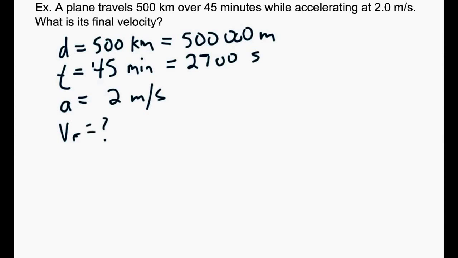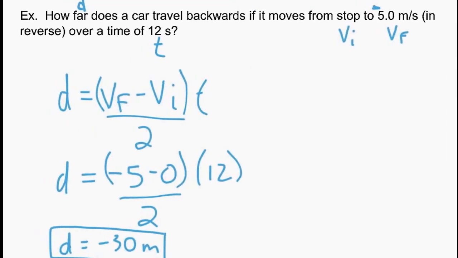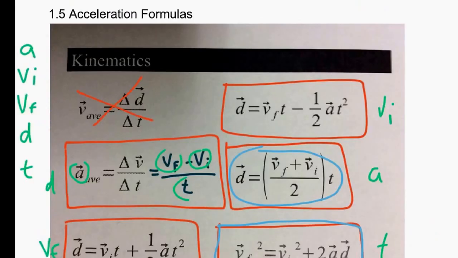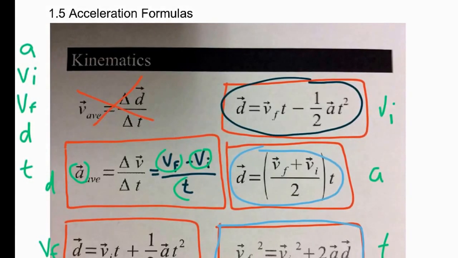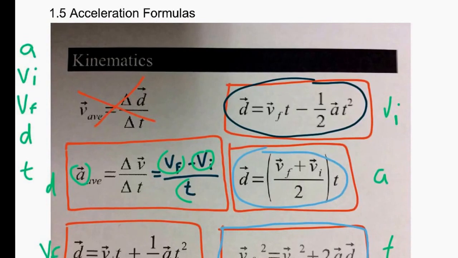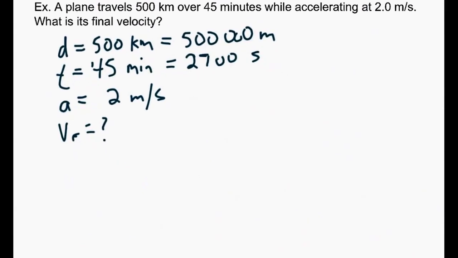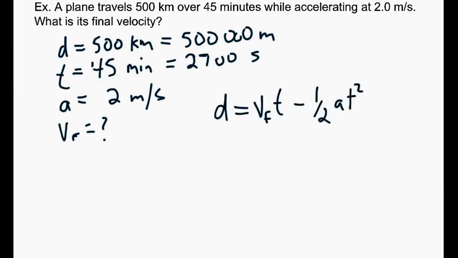Okay, so if you look at all the stuff here, we have everything we need except for VI, so we want the formula that doesn't have VI. If we go back to our sheet, the formula with no VI is the top one on the right. So that's the formula we're going to use: VFT minus 1/2 AT squared.